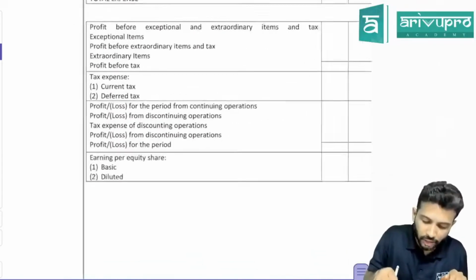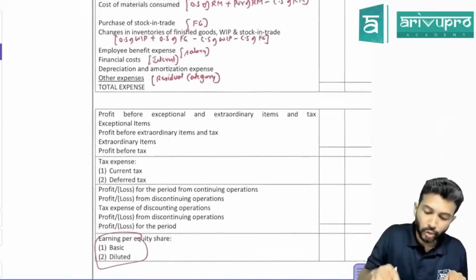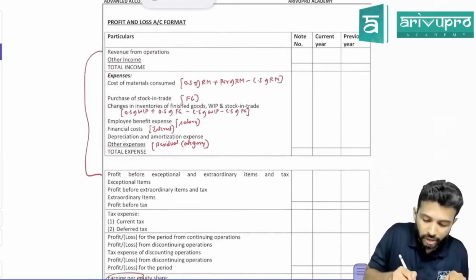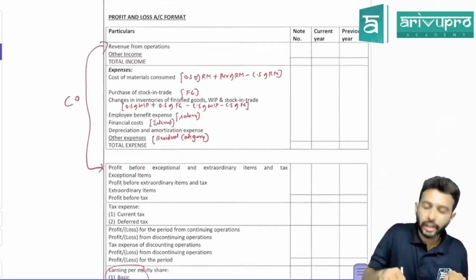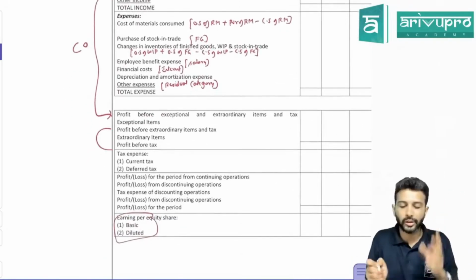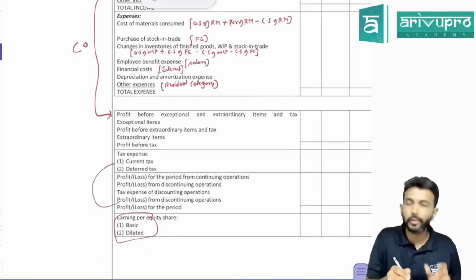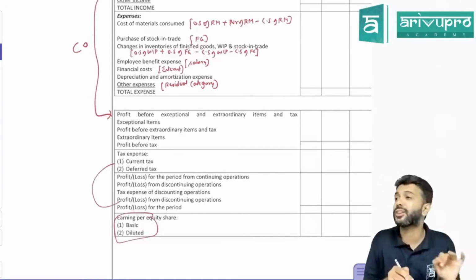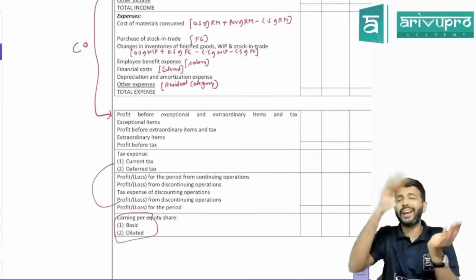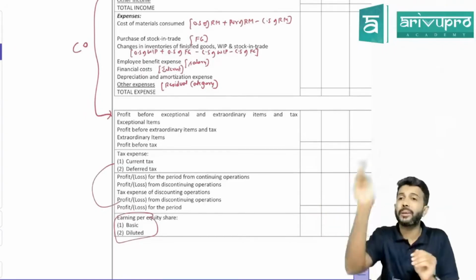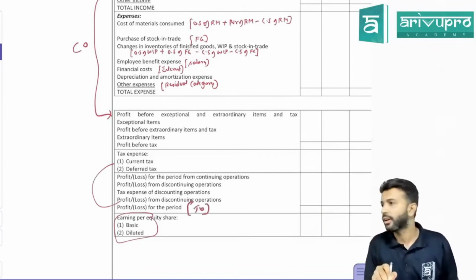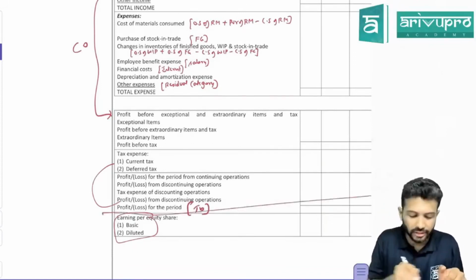Then finally in your P&L you also need to report EPS. All this data we need to give for continuing operations. For discontinuing operations you only need to give three data: profit before tax of DO, tax expense of DO, and profit after tax of discontinuing operations. If you add the profit of CO and DO, you will get the profit for the period, which is nothing but your total operations. After that, your P&L ends.